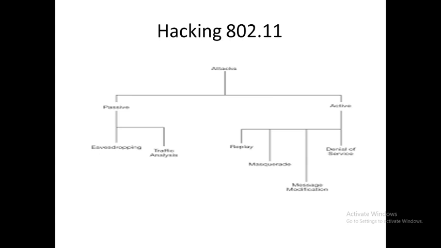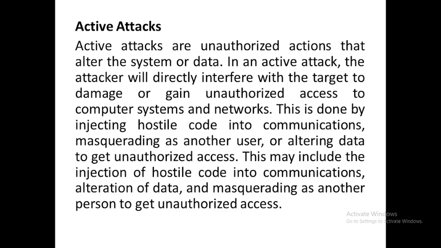So here, in hacking 802.11, the attacks are divided into two types: passive attacks and active attacks. Passive attacks mean eavesdropping and traffic analysis. Under active attacks, we are going to see replay, masquerade, modification of message, and denial of service. At first we are going to see what is an active attack.